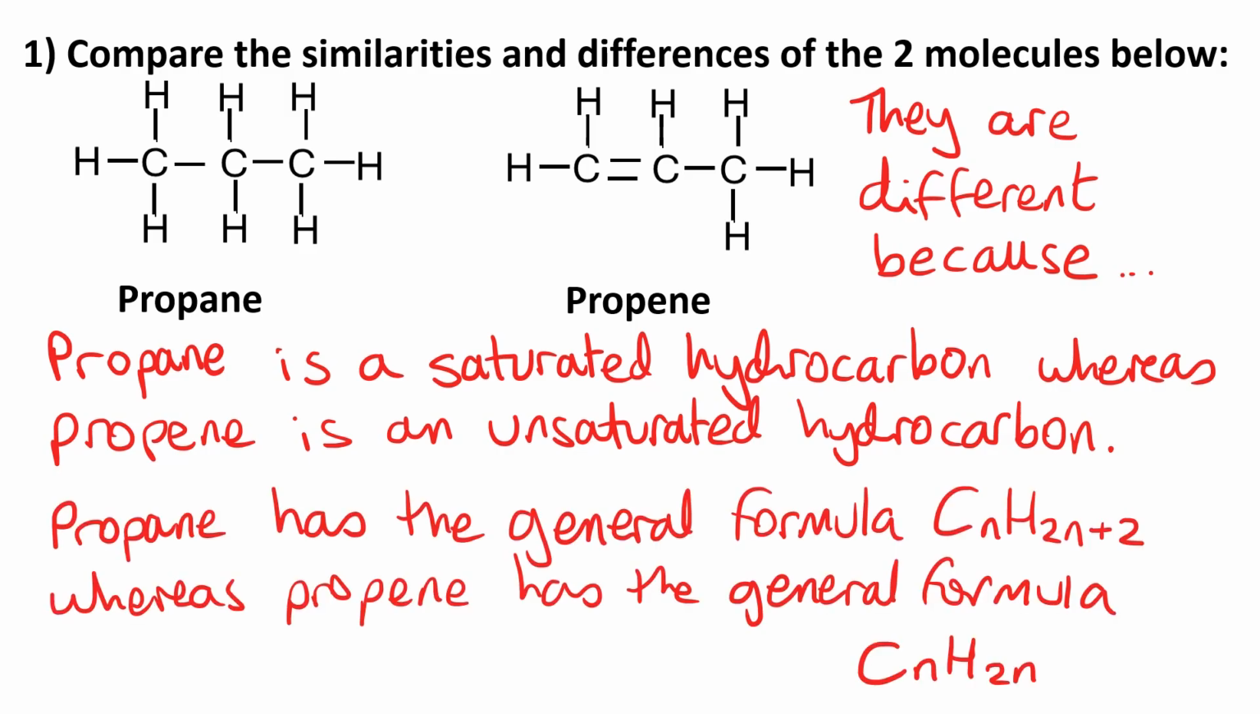And propane has the general formula CnH2n+2. That means if you want to work out the number of hydrogen atoms, you double the number of carbons and add 2. Whereas propene has the general formula CnH2n. That means to get the number of hydrogen atoms, you simply double the number of carbon atoms.